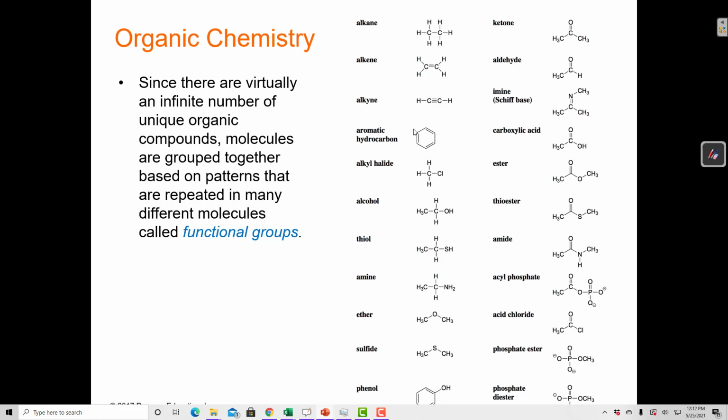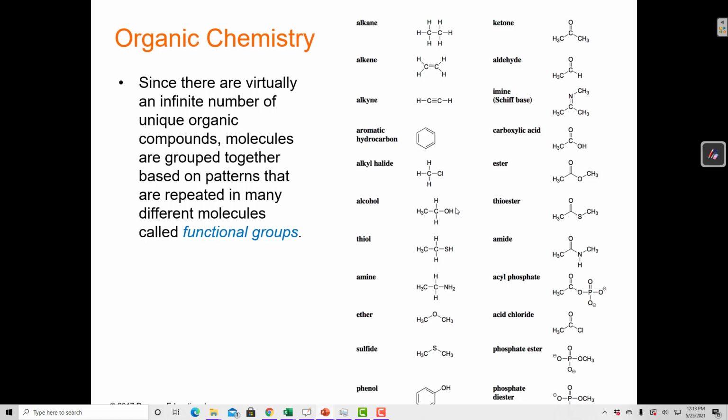We'll dive into that a little bit later on. And so on and so on. There's lots of different groups. Alkyl halide, referring to the halogen. An alcohol has an OH on it, a thiol has an SH on it, an amine has an NH on it. So depending on what groups are bonded to the carbon, because they always have carbon, because we're always talking about organic compounds here, we can put that molecule into a different category called a functional group.